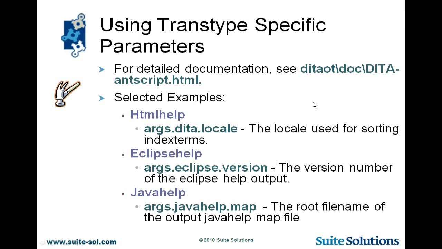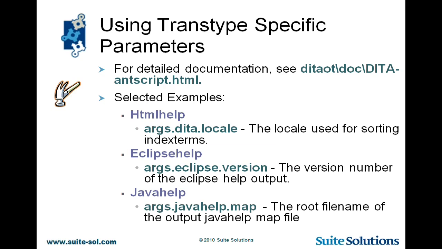Another thing you can do with ANT processing is that you can use trans-type specific parameters. So we already discussed at length how the input parameter, the output parameter, and the trans type are the ones that are required. But there's a whole slew of other ones that are important depending on what type of processing you're doing. So here I have a few examples, each for HTML help, the locale, and the version for Eclipse help, and the map root file name for Java help. But a fuller list is in the documentation that comes with the toolkit.